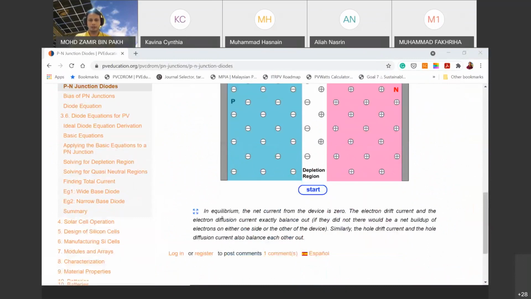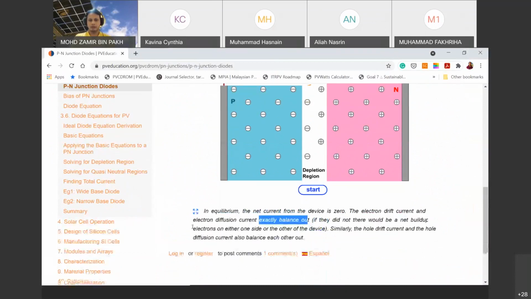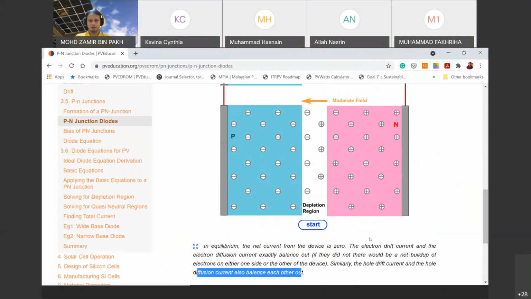What happens in thermal equilibrium? Net current from the device is 0. Electron drift current and electron diffusion current exactly balance out. Similarly, the hole drift and hole diffusion also balance out each other. So let's see.